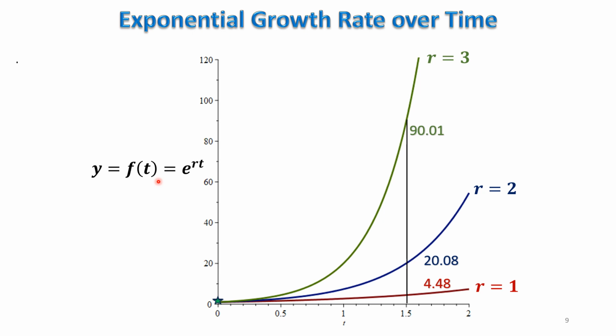For example, 300% growth in 1.5 years we have to consider. Then it is e to the power 3 into 1.5. So 3 represents 300% growth and 1.5 represents 1.5 year time, amounting this to 90.1. Here you can see.